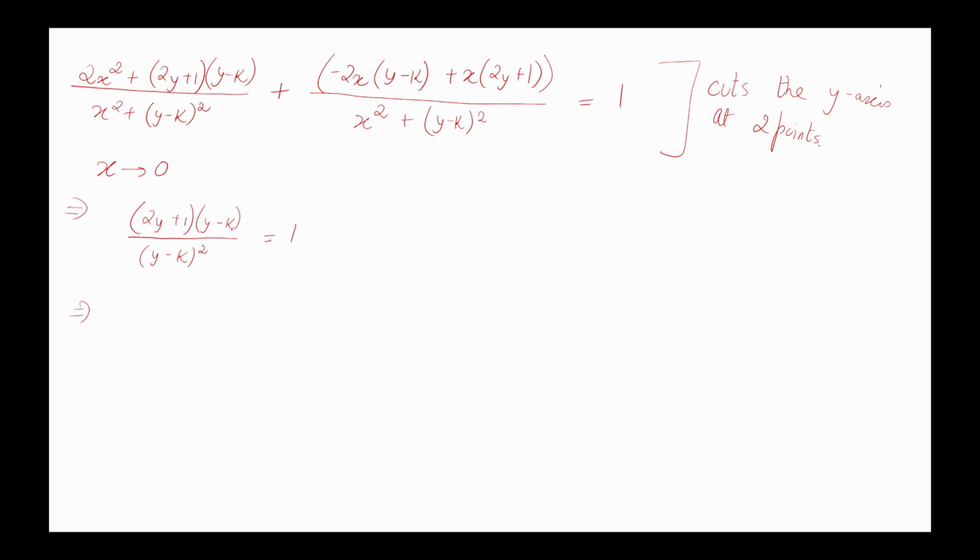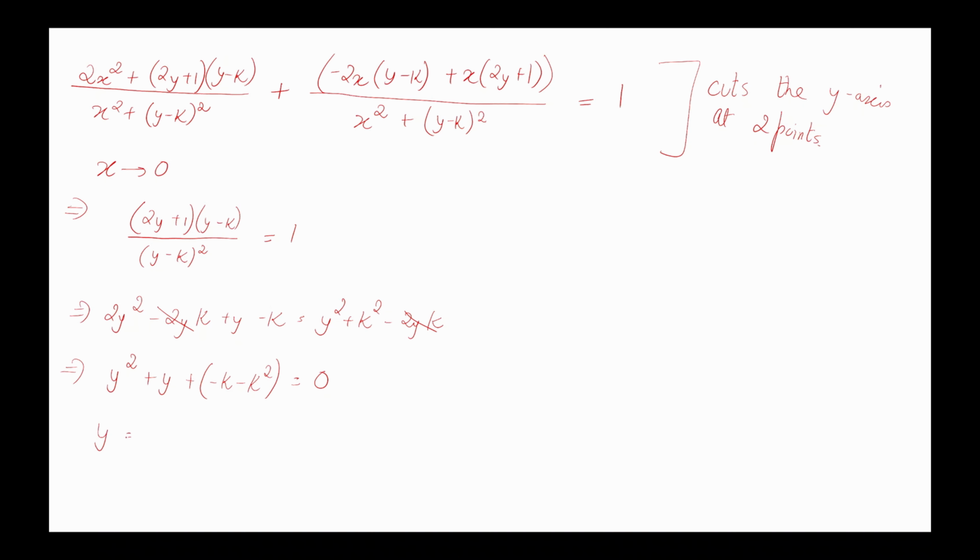So if I try to cross multiply it and then solve it, this would become 2y square minus 2yk plus y minus k is equals to y square plus k square minus 2yk. Minus 2yk and minus 2yk get cancelled out amongst each other. This would become y square plus y minus k square minus k is equals to 0. So this is a quadratic that we are getting.